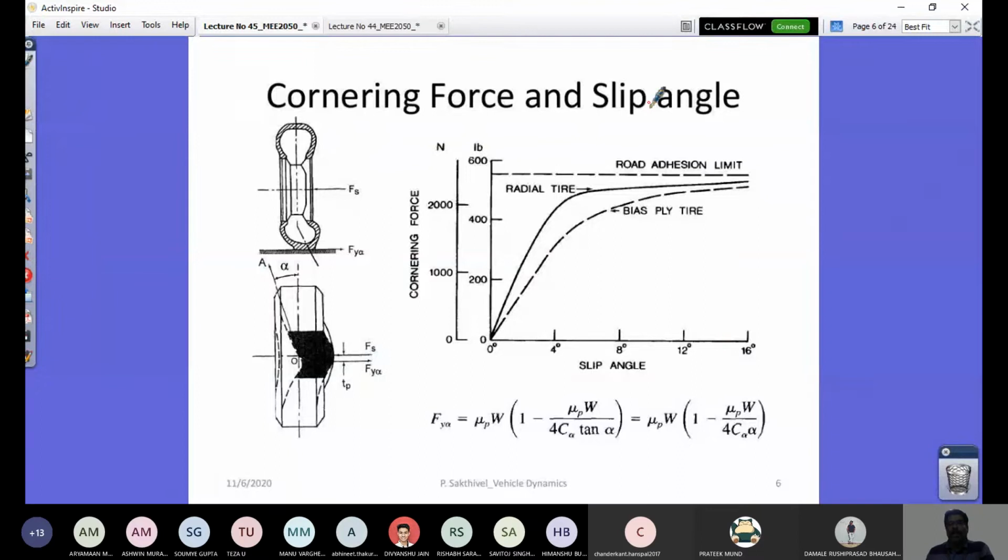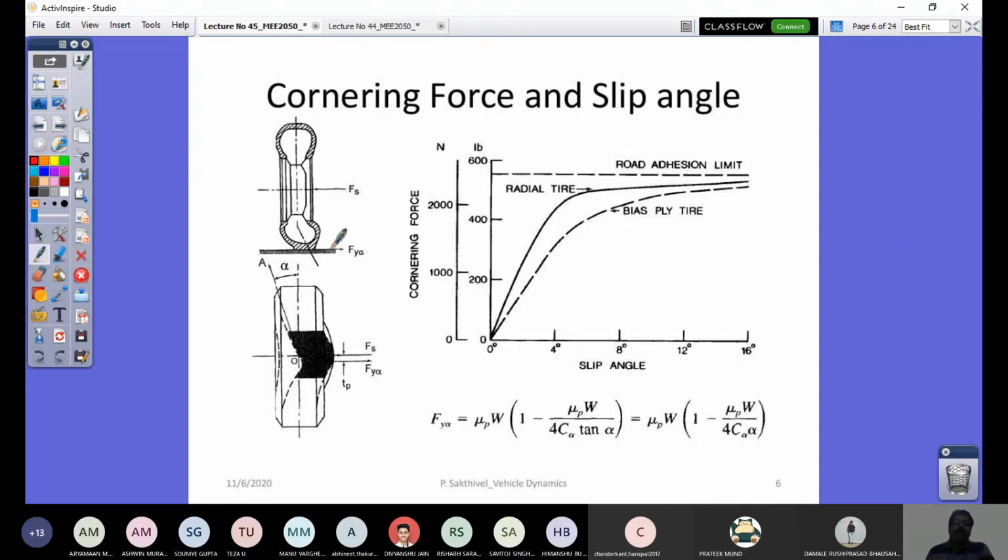This is a very popular diagram which we have already seen many times in our class hours. This is a variation of cornering force and slip angle, like you looked at tractive effort and slip. Here the peak value is limited by the road adhesion coefficient. After that, the curve will fall onto the sliding. That portion is not shown because it is not drawn beyond a slip angle of 16 degrees. If I increase this beyond 16 degrees, this graph will fall down to the sliding.